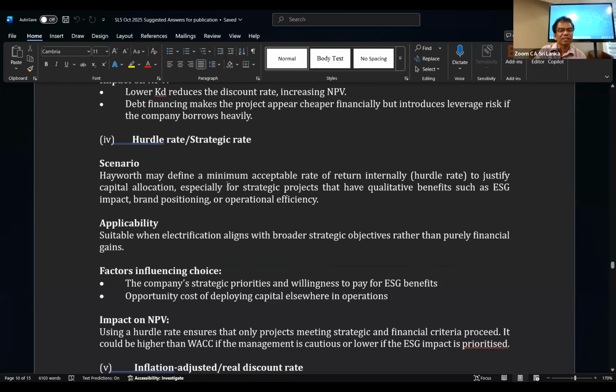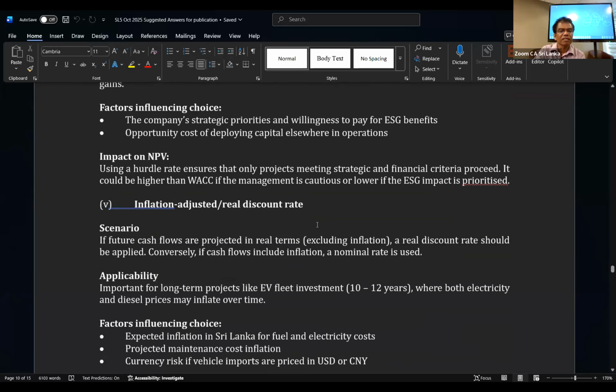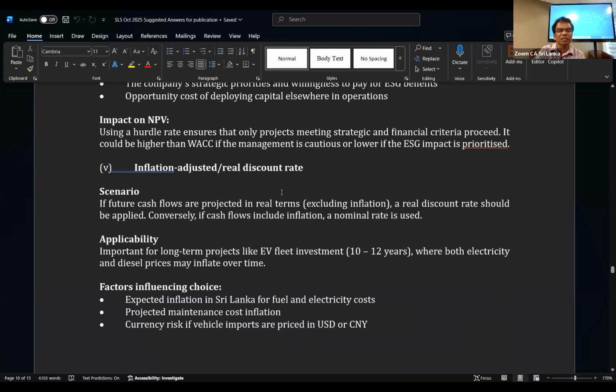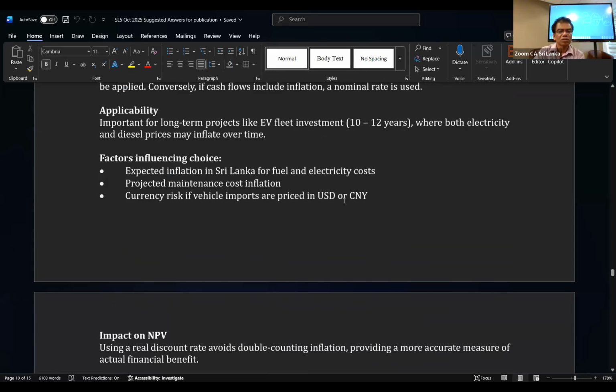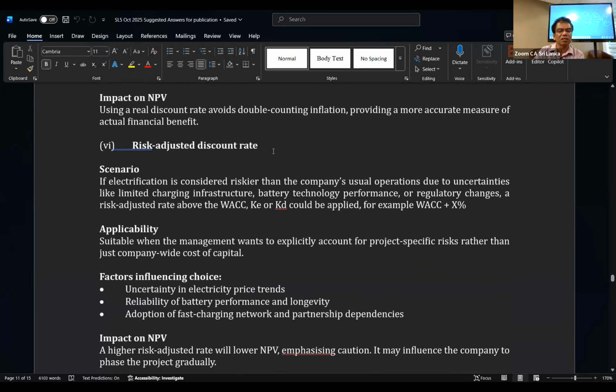You can see the hurdle rate, strategic rate. Scenario: define a minimum acceptable rate of return, the hurdle rate, to justify capital allocation. Then you have the qualitative benefits such as ESG impact, brand position, operational efficiency, inflation. Then there is an inflation-adjusted real discount rate. You can adjust the discount rate for inflation too. So what have they given? Scenarios. Then the risk-adjusted discount rate.